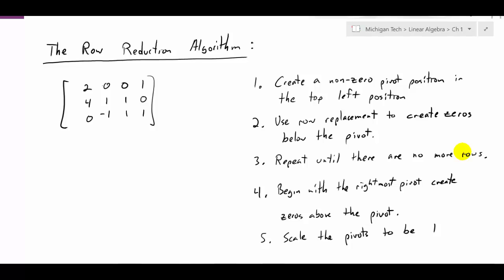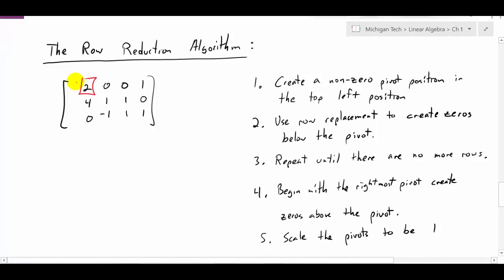So this process of taking a matrix and row reducing it is an important process. Let's see how we do it. We have 5 steps here. The first step says create a non-zero pivot position in the top left position. So here's my top left position, and I want to start with that as a pivot position. Now all I really need is for this to be a non-zero value.